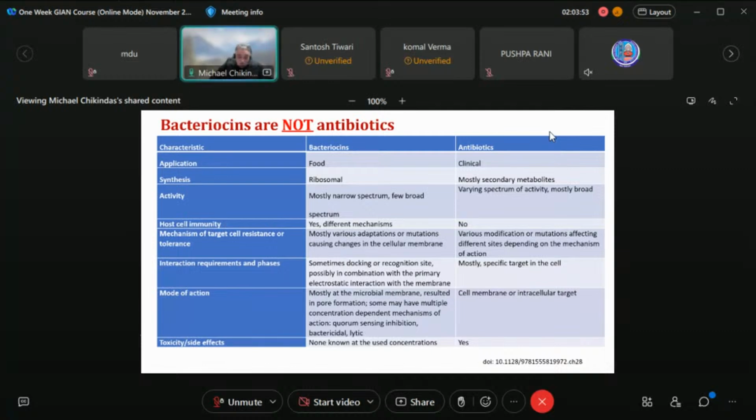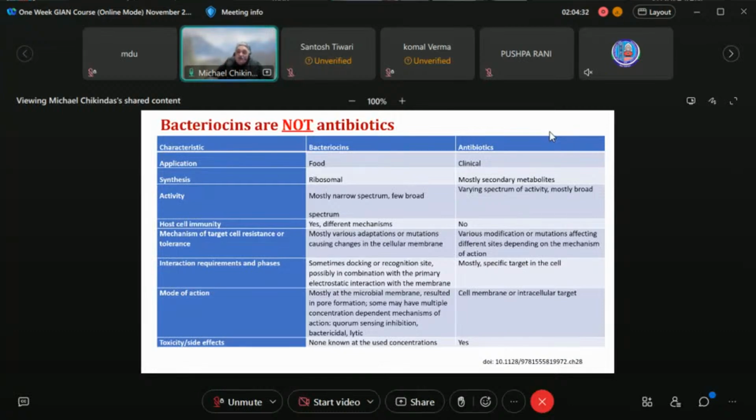A very important thing to keep in mind is that bacteriocins are not antibiotics. I'm not saying that they cannot be used as antimicrobial agents in medical applications. Yes, they can. Hopefully they will. But they are not antibiotics. Right now, we don't have any clinical applications for bacteriocins, but they are used in foods. They are ribosomally synthesized, while antibiotics are mostly secondary metabolites. Some of them are ribosomally synthesized, but just very few.